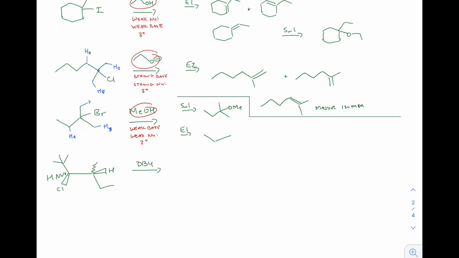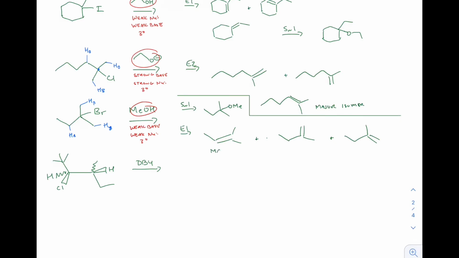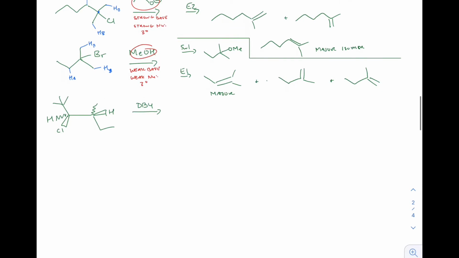Now we want to make sure that we label all of our beta hydrogens so that we are aware of the potential alkene products. So there's the first one. Then we can also form this one, as well as this one. So there you go. That tri-substituted alkene, of course, is going to be the major product.